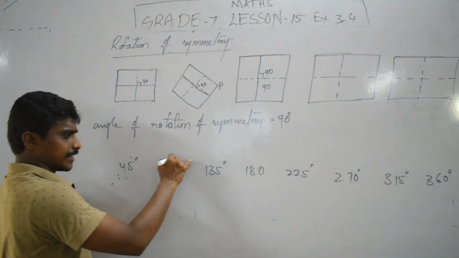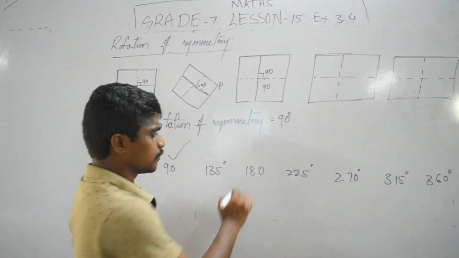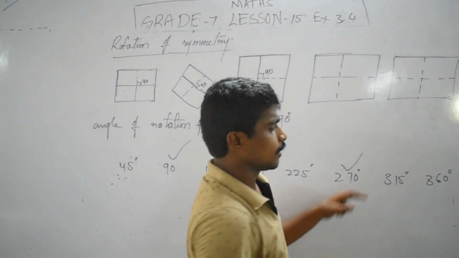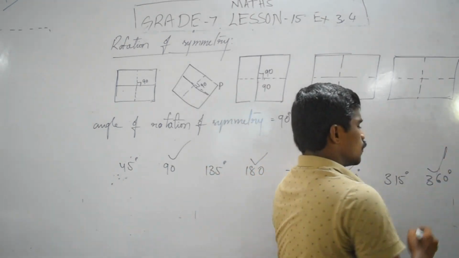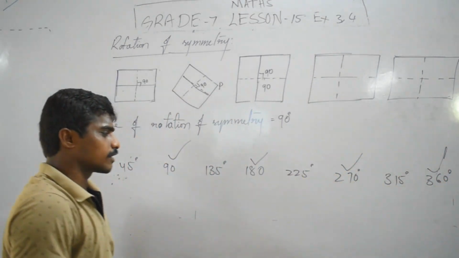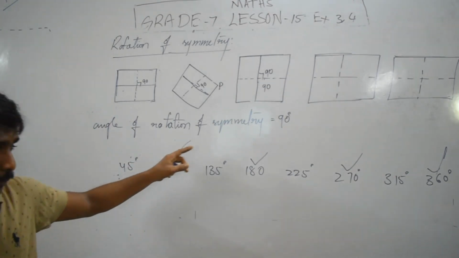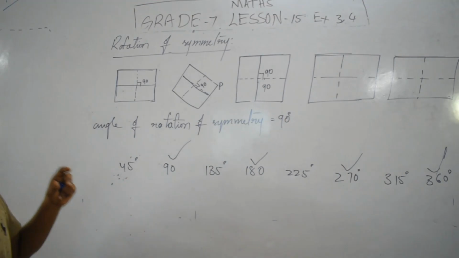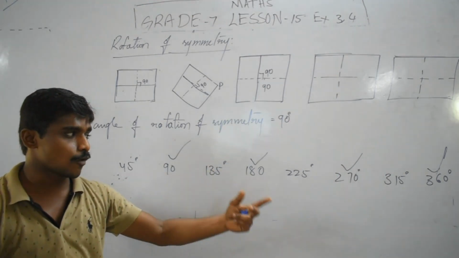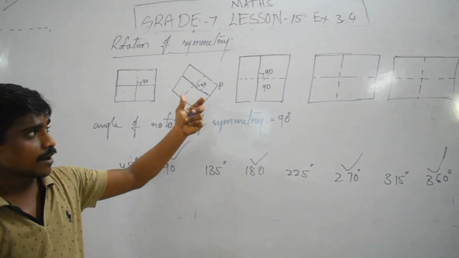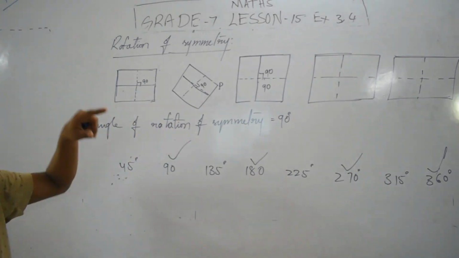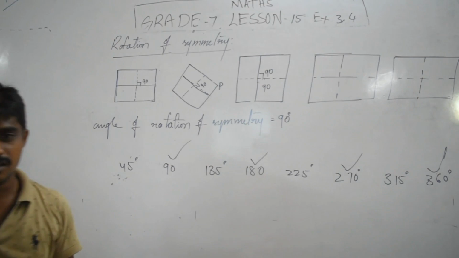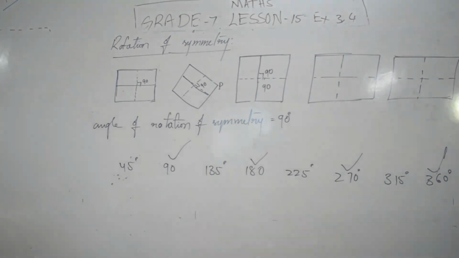Here see, 90 degrees looks the same, 180 degrees looks the same, 270 looks the same, and 360 looks the same. So here, how many times do we rotate? 4 times. So the order of rotation is 4 times. Each time, how many degrees do we rotate? 90 degrees looks the same. So the angle of rotation of symmetry is 90 degrees.